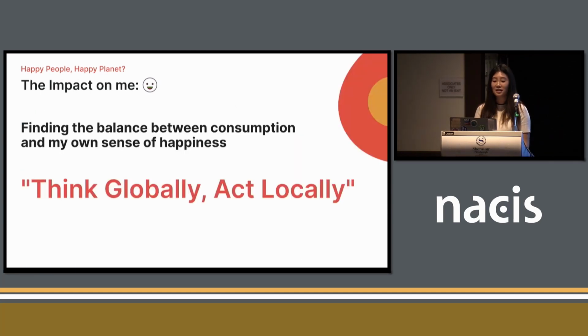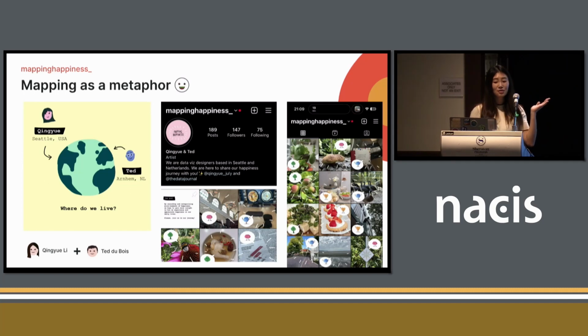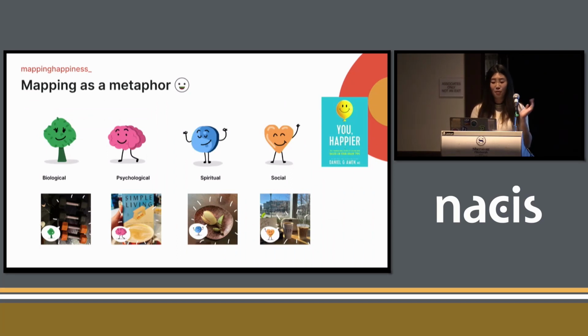Last but not least, this project actually inspired me to find the balance between consumption and my own sense of happiness. So this led to an ongoing Instagram project, Mapping Happiness, where I document small, joyful moments from everyday life. For this project, I'm collaborating with Ted, an information designer from the Netherlands, to really challenge the association between happiness and material possession. We're aiming to inspire our Instagram followers to be more aware of what truly brings them joy in small moments. So in this project, mapping is used as a metaphor. And our project categorizes happy moments into four types: biological, psychological, spiritual, and social. And these categories are actually inspired from a really famous New York Times bestselling book. It's called The Happiness Project.